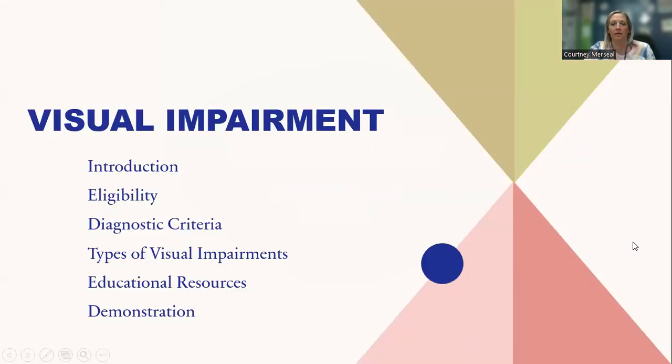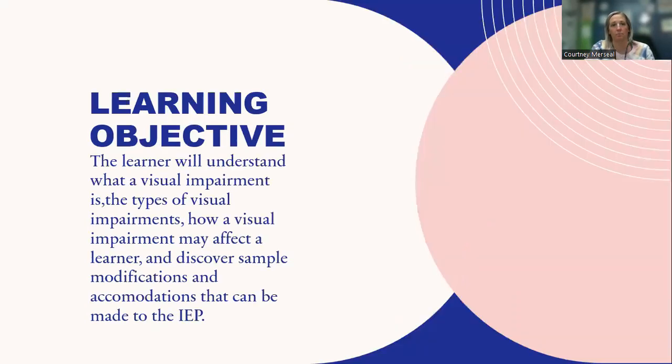Our learning objectives for today: we are going to go over visual impairment, the eligibility criteria, diagnostic criteria, types of visual impairments, educational resources to help teachers of students in special education under the VI label, and then a quick demonstration of what it is like to have some of the visual impairments that we will talk about.